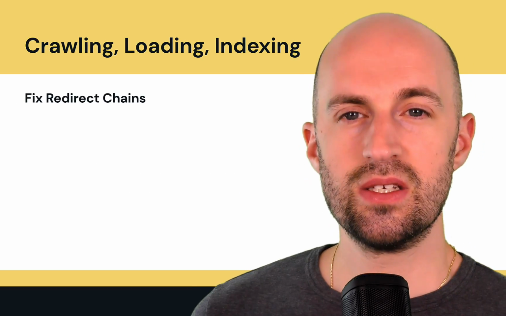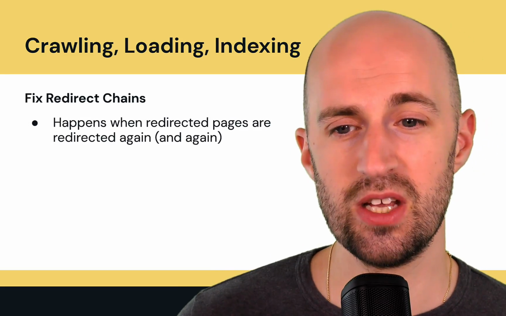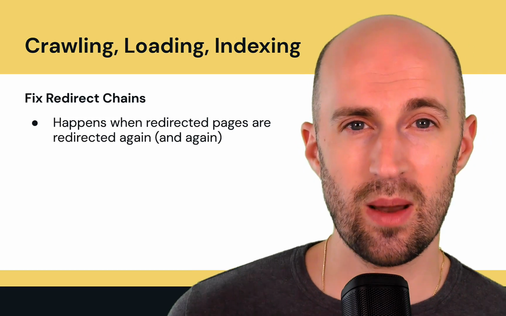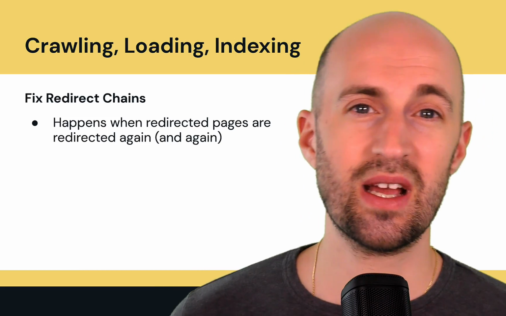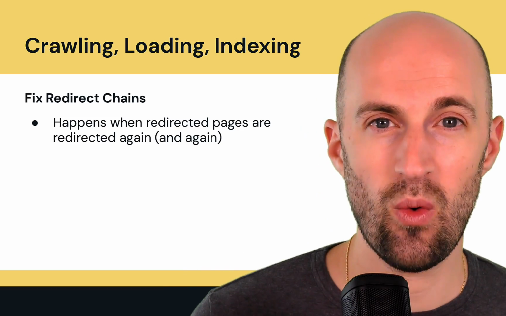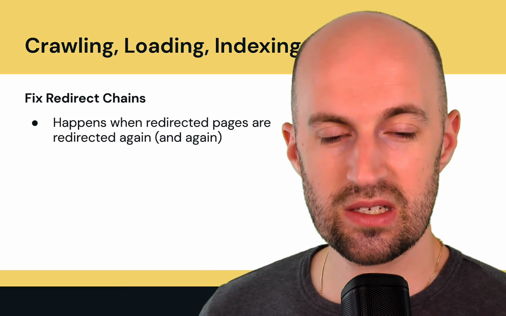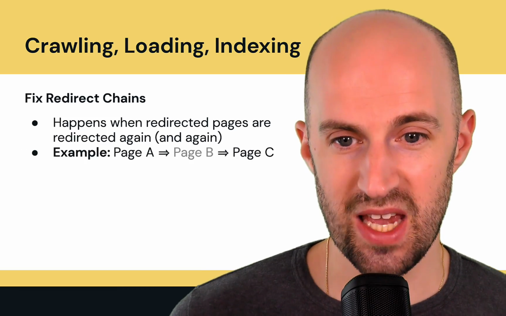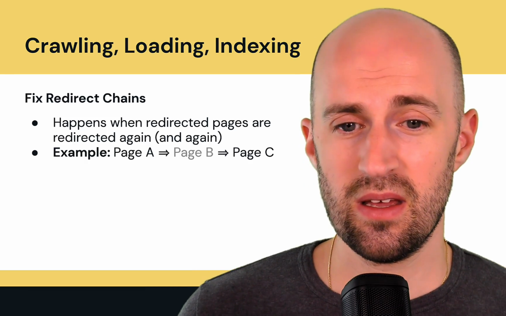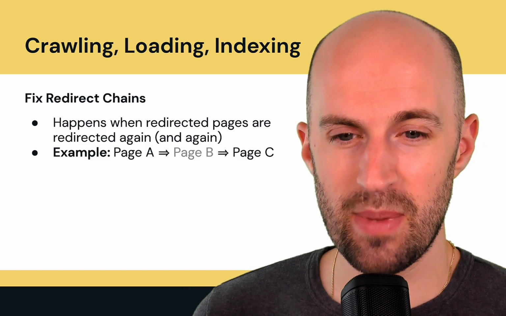So another thing is fixing redirect chains. This happens when redirected pages are redirected again and again. Let's say you had a page that you deleted, you redirected it to a new one, but that new one you deleted, and then you redirected that one to a new page. Now you have a redirect chain. It's multiple redirects. For example, page A redirected to page B, but then you redirected page B to page C, and now you have a chain. So you want to get rid of the middle pages.